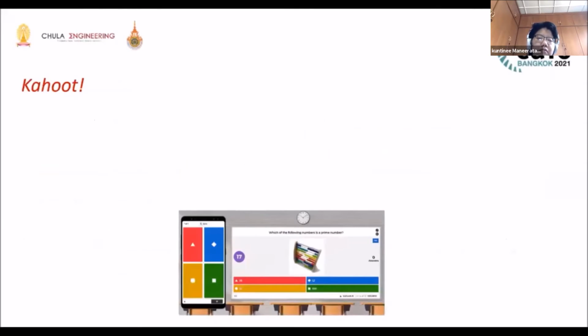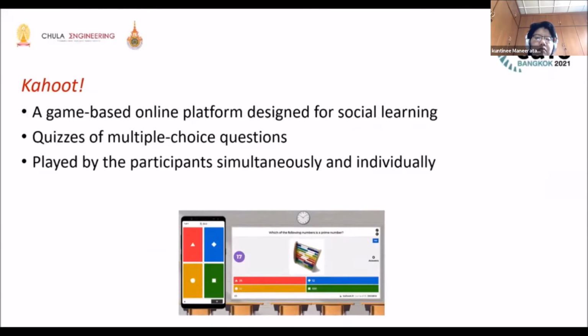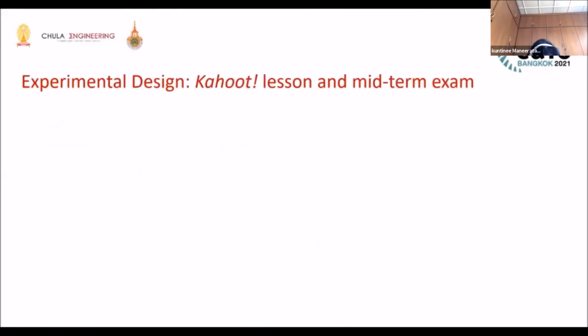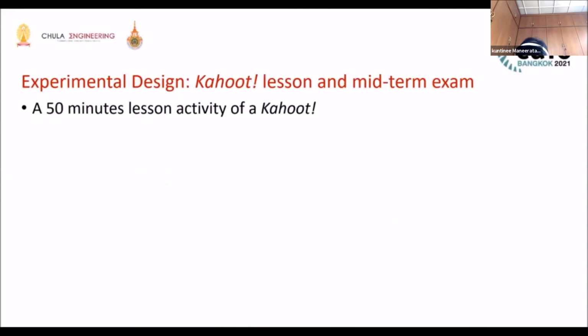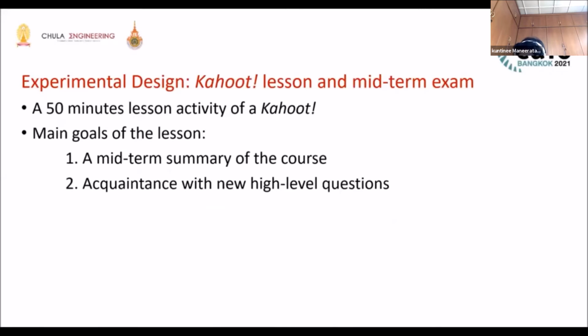A few words about Kahoot. Kahoot is a game-based online platform designed for social learning. It consists of quizzes of multiple choice questions and is played by the participants simultaneously and individually via a common screen web browser and mobile phones, tablets, or laptops. We designed the 50-minute lesson activity of Kahoot. The activity had 2 main goals: a midterm summary of the course, and a quiz with high-level questions that were planned to be included in the midterm exam.